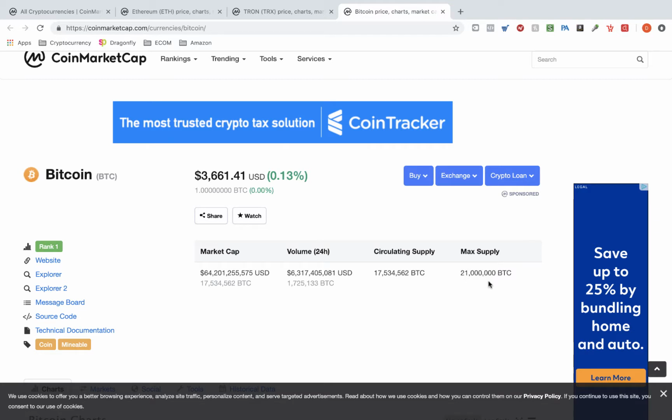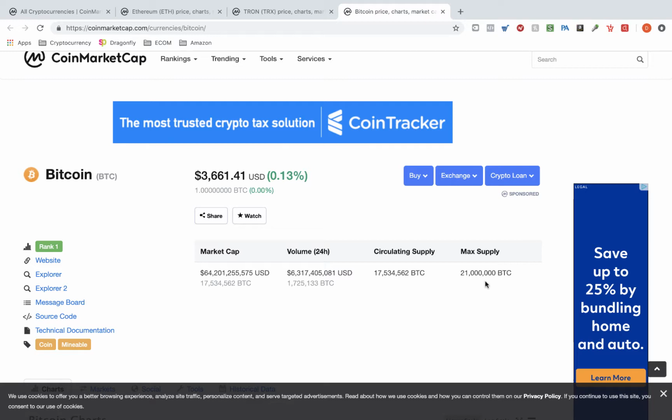21 million Bitcoin. Okay, so this is the max supply, and this is the circulating supply. If these two are together, it means you know exactly how many will be generated in the history of the Bitcoin market, nothing else. Okay?